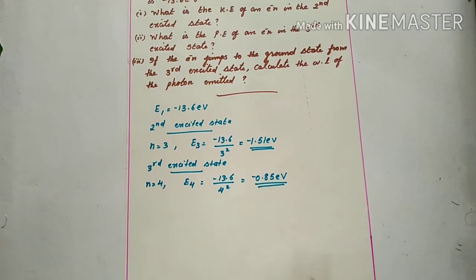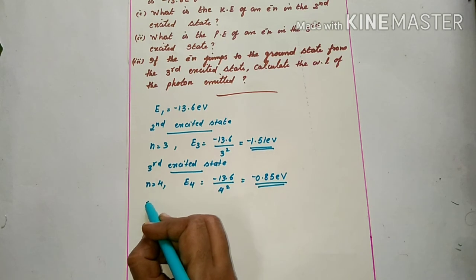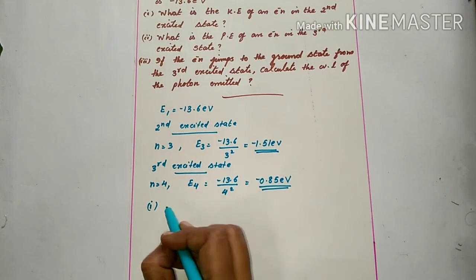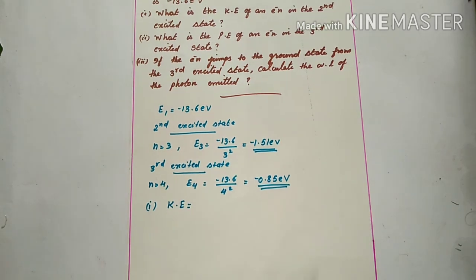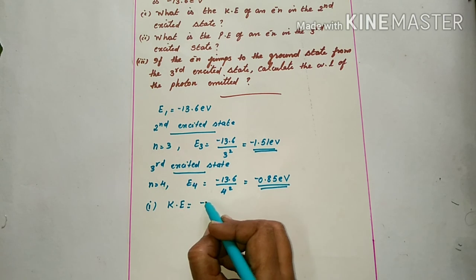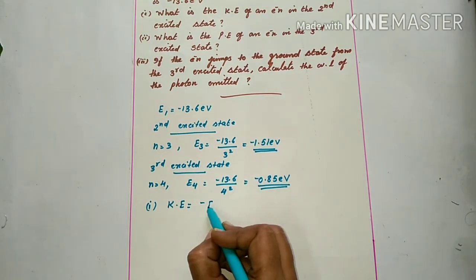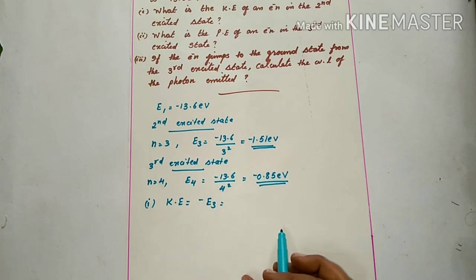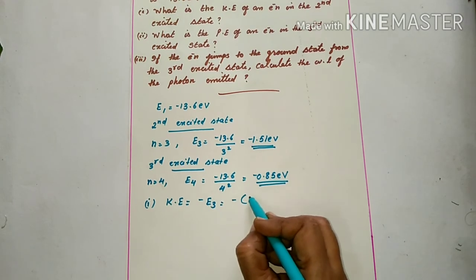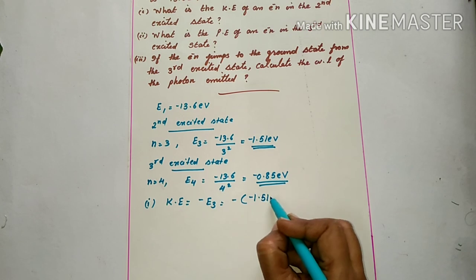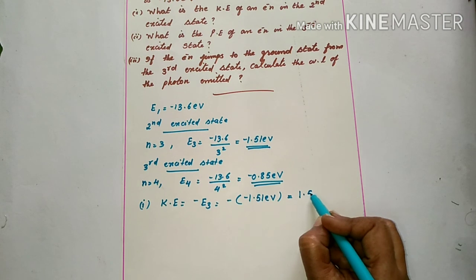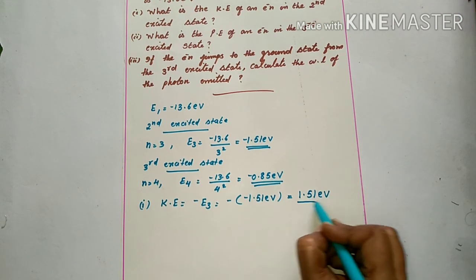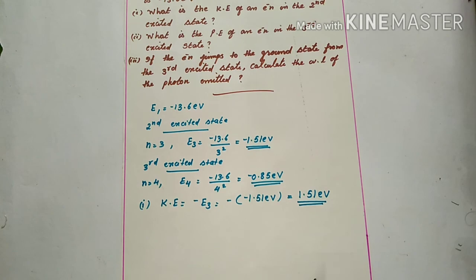So what is the first part of the question? Kinetic energy of electron in the second excited state. So we can write kinetic energy equal to minus of total energy, so minus of the second excited state energy, minus E3. So that is equal to minus of minus 1.51 electron volt. So the answer is 1.51 electron volt. So this is the kinetic energy of electron in the second excited state.